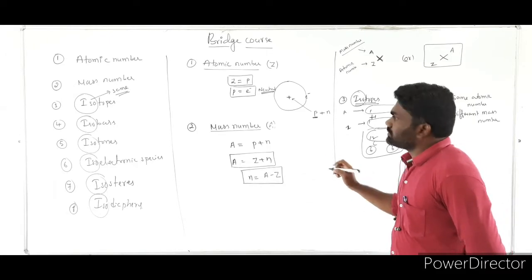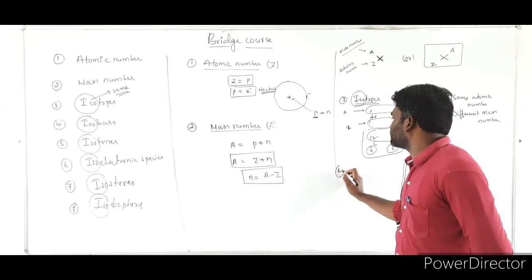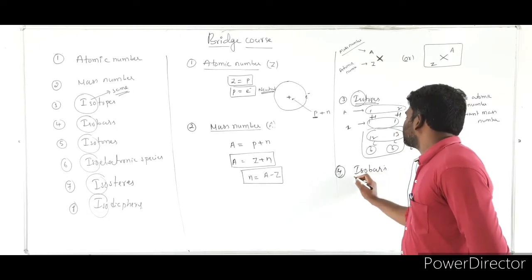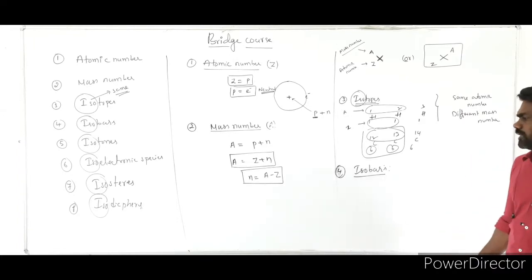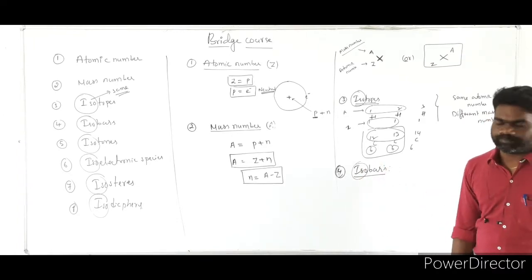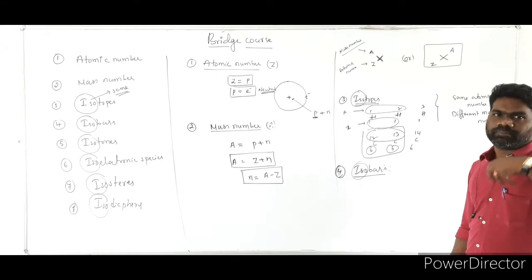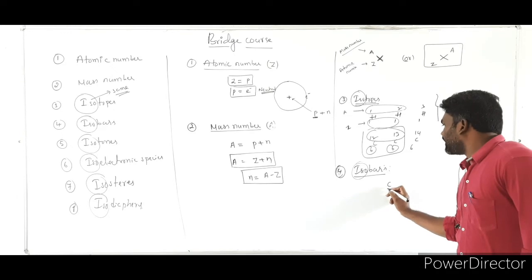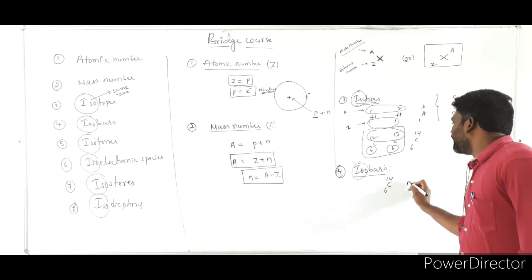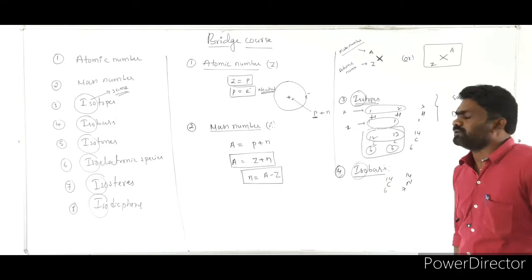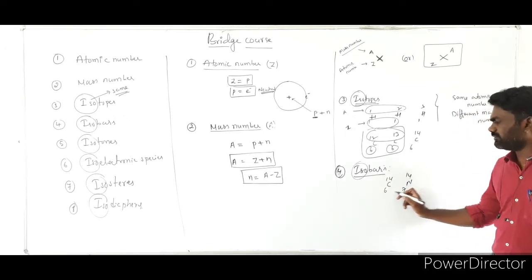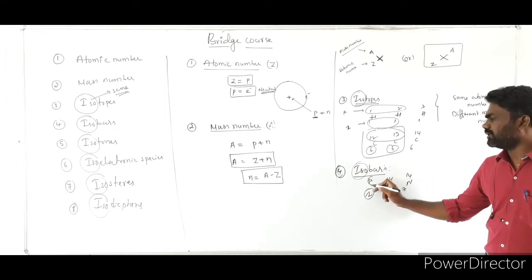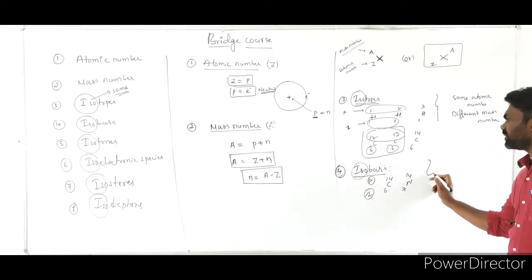Then the fourth one is isobars. What is the meaning of isobar? Here also iso means same. So what is the same? Atoms with the same mass number but different atomic number. I am taking carbon 6-14 and nitrogen 7-14. Look at this example: the atomic number Z is different, but look at the A value. A is the same.